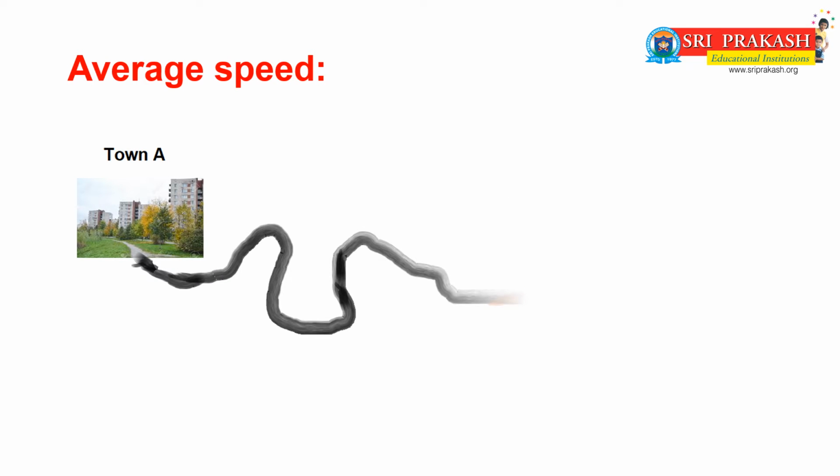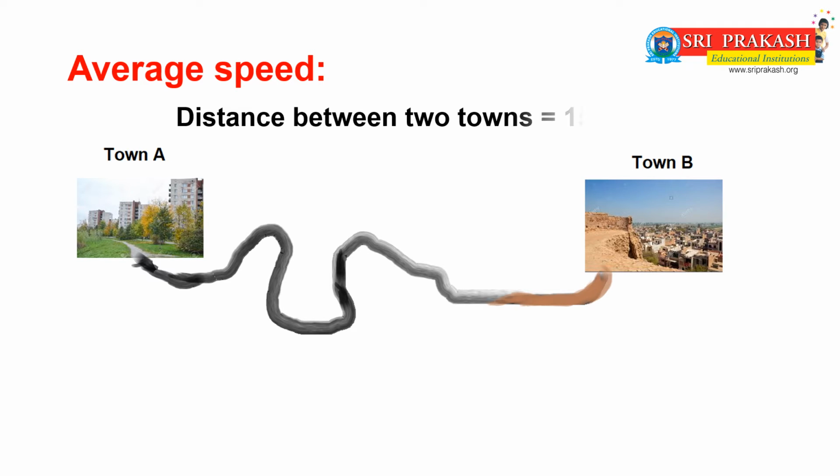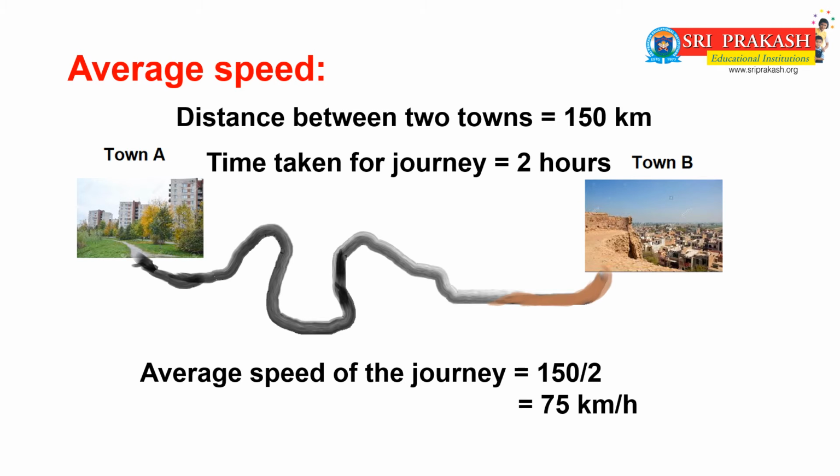Consider the example in which a car travels from town A to town B. As the car reaches town B, let us calculate the average speed. Distance between two towns is equal to 150 km. Time taken for the journey is 2 hours and the average speed of the journey is total distance 150 km by total time 2 hours. So it is 75 km per hour.